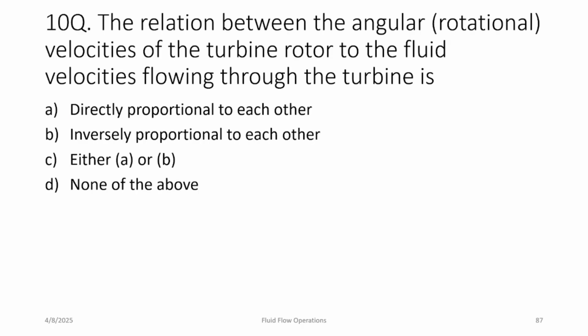Okay. So coming to the 10th question, the relation between the angular velocity of the turbine rotor and the fluid velocity flowing through the turbine is: option A, directly proportional to each other, option B, inversely proportional to each other, option C, either A or B, option D, none of the above. The answer would be directly proportional to each other. That is option A. Okay.